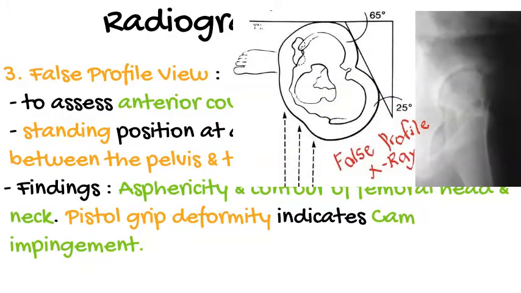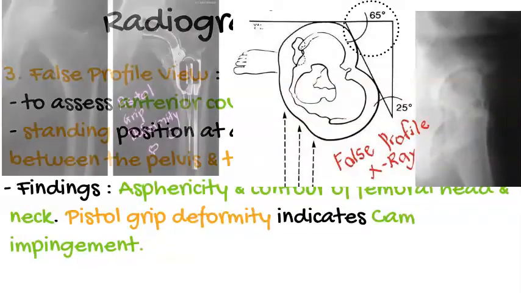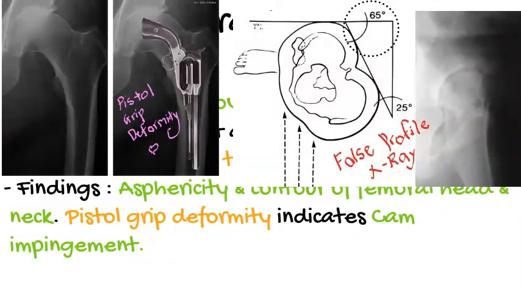Pistol grip deformity indicates a cam impingement. As shown on the right-hand picture, it shows the false profile X-ray with an angle of 65 degrees between the pelvis and the film. The left-hand picture shows the pistol grip deformity that indicates a cam impingement.